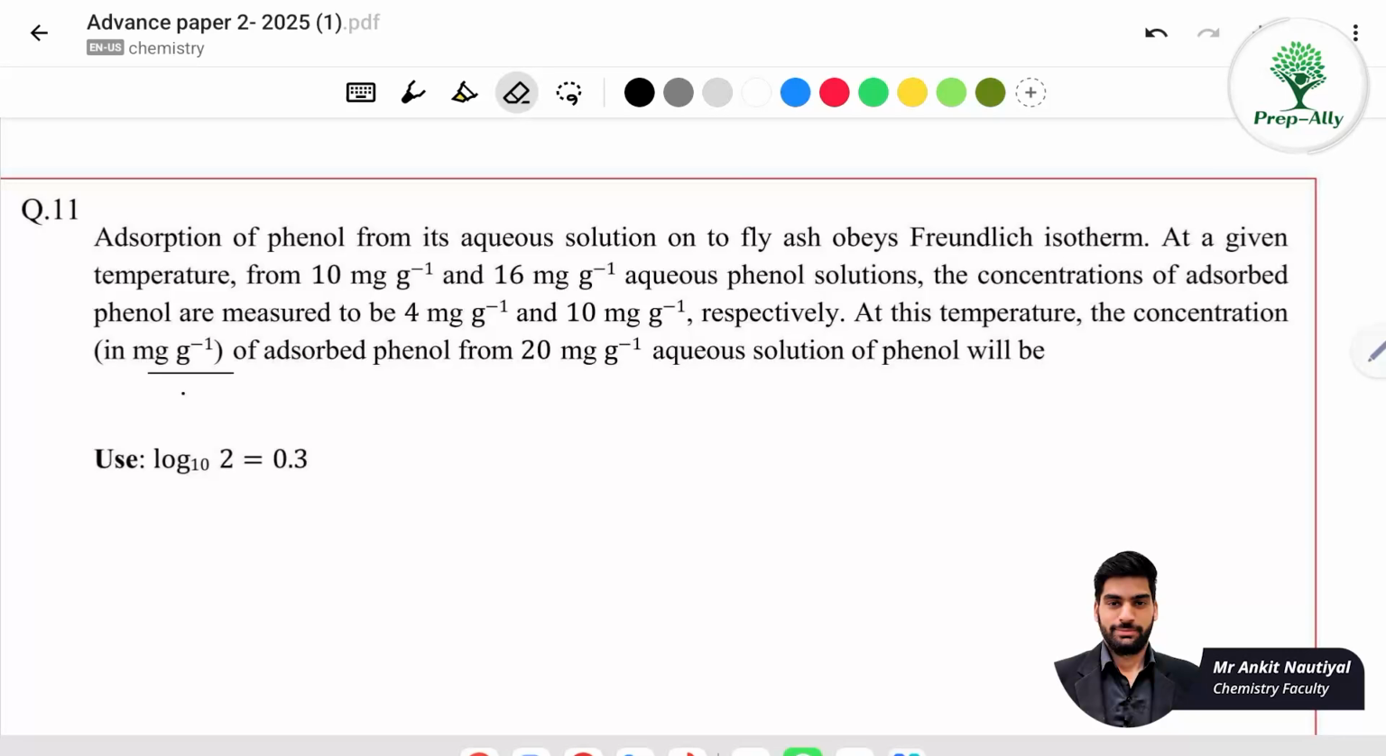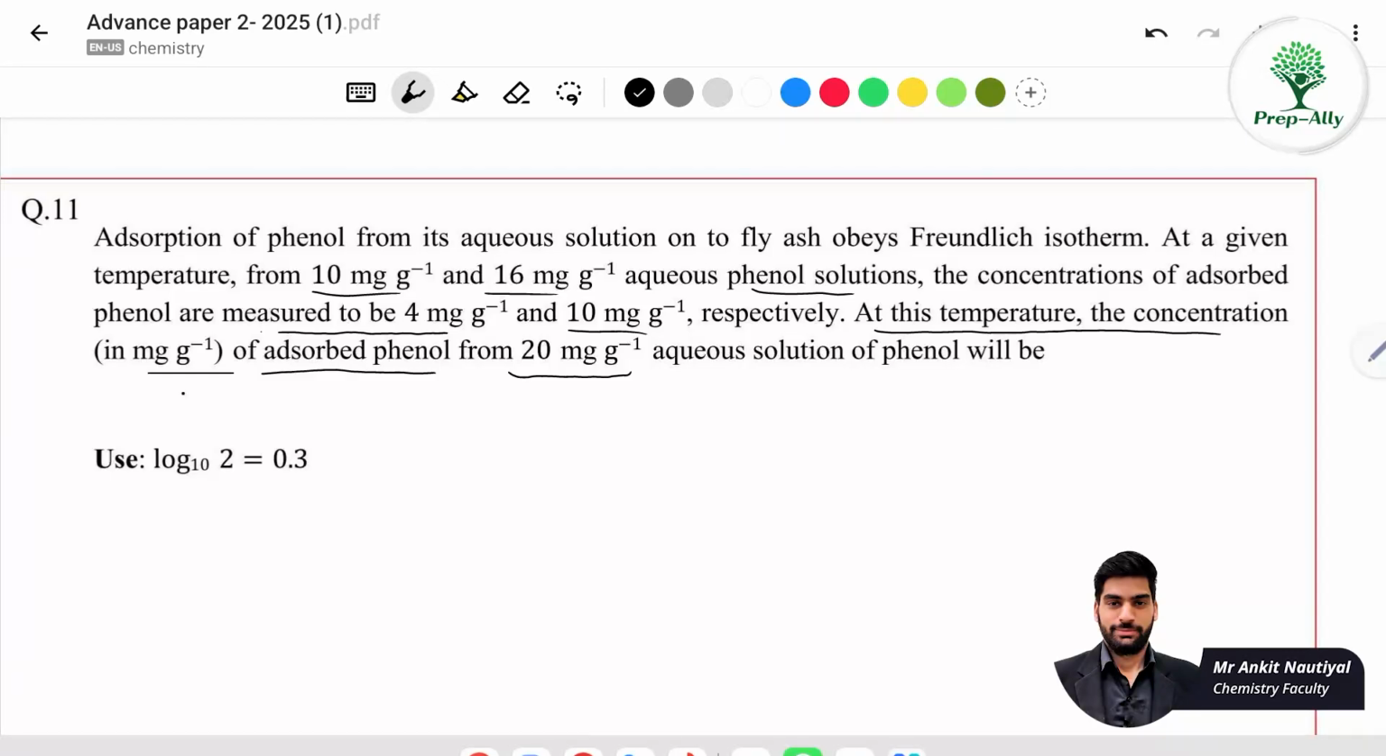Question number 11. Absorption of phenol from its aqueous solution onto a fly ash obeys Freundlich isotherm curve. Actually, this is an equation for which we are absorbing some absorbate in an absorbent at the given temperature. So we can see from 10 milligram per gram to 16 milligram per gram aqueous solution, phenol has an aqueous solution. The concentration of absorbed phenol are measured to be 4 milligram per gram to 10 milligram per gram respectively. At this temperature, the concentration in milligram per gram of absorbed phenol from 20 milligram, we have to find milligram per gram. This is what we have to find.